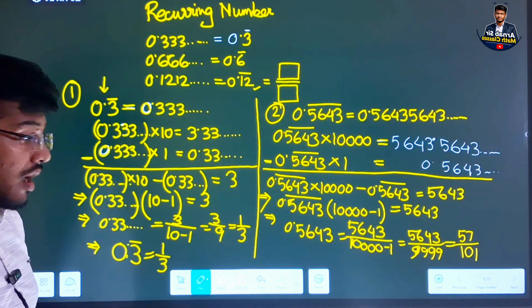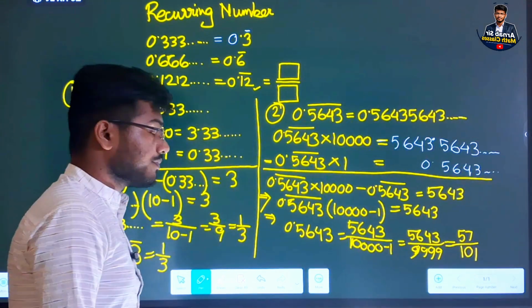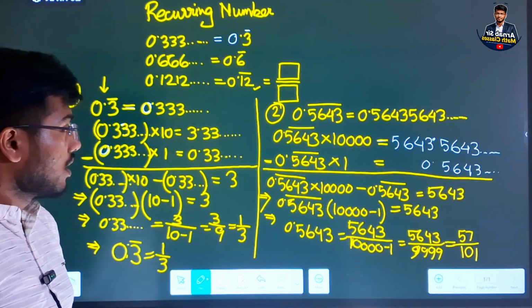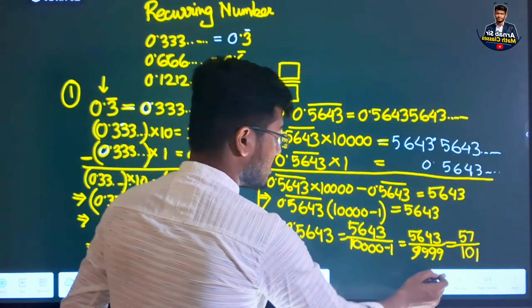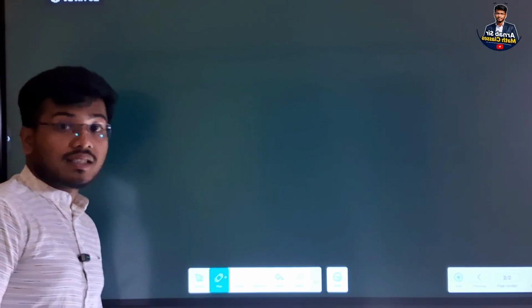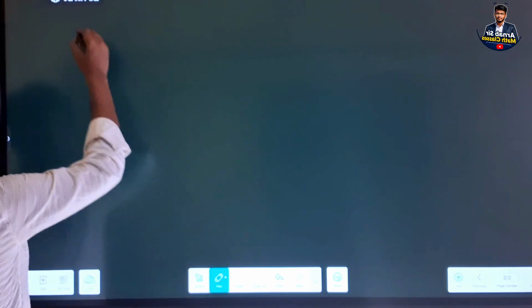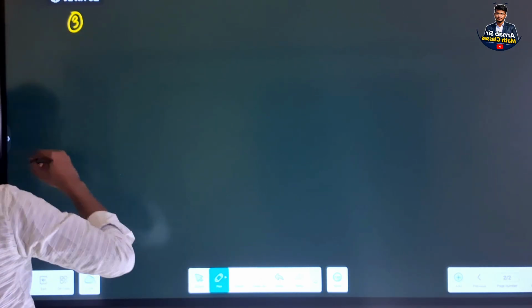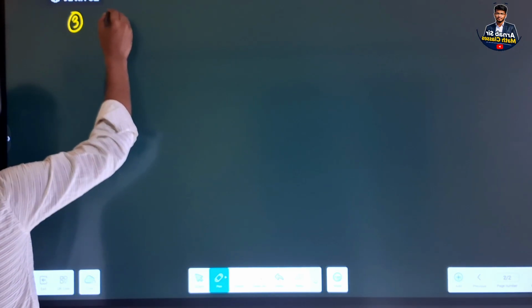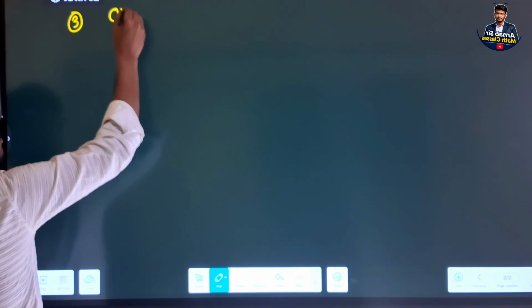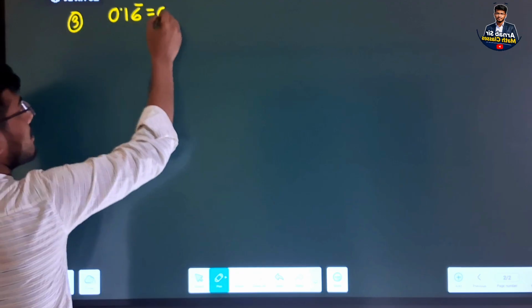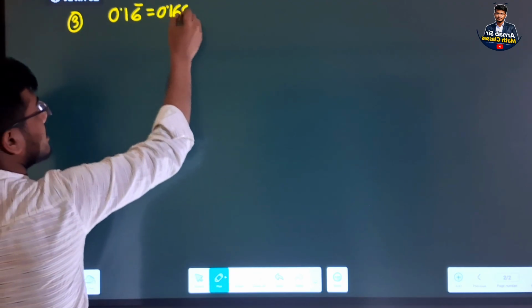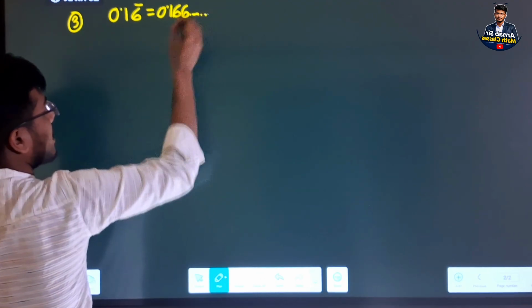Now let us see some other examples. So go to the next page. Let us take one example. Example number 3: let us assume the recurring number is 0.16 bar. What is the meaning of this recurring number? That means 0.166 repeats an infinite number of times.